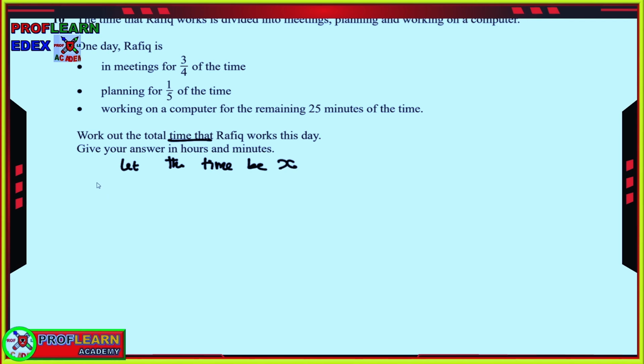So we are going to say 3/4 x plus 1/5 x. Remember these are fractions, so we find the LCM, and the LCM is 20 in this case. 4 goes into 20 5 times, and 5 times 3 is 15x, and 5 goes into 20 4 times.